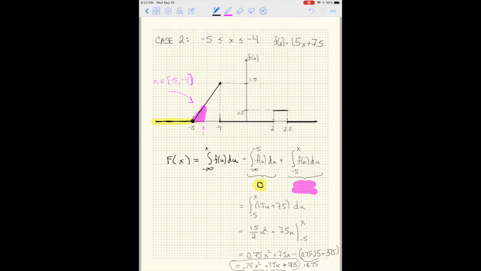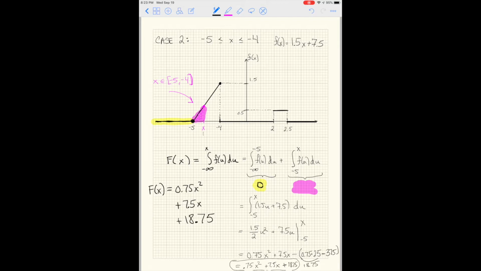So after all of that, f of x for this case is just equal to 0.75x squared plus 7.5x plus 18.75. And you might think that looks funny because, why are these numbers so large? Because this f of x shouldn't be able to get bigger than 0 to 1.